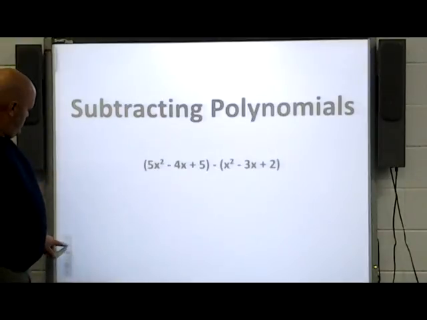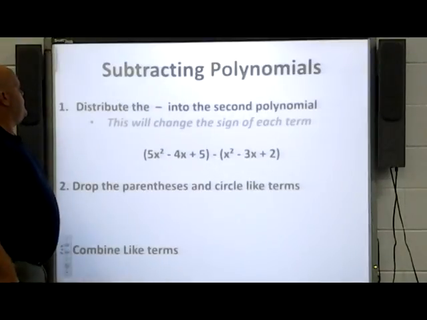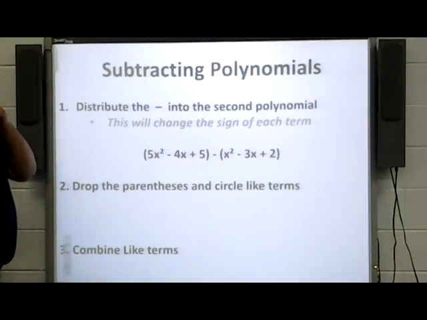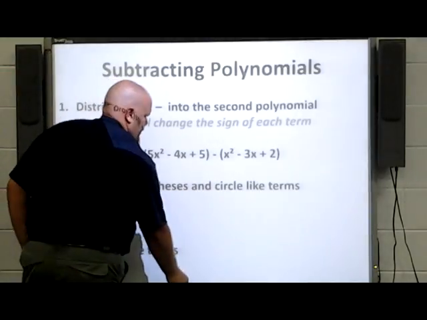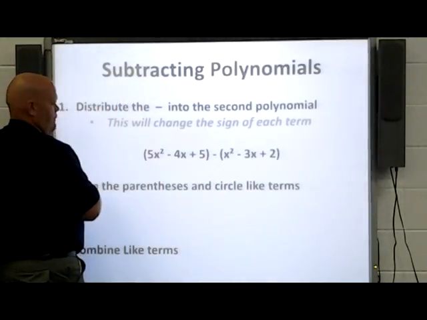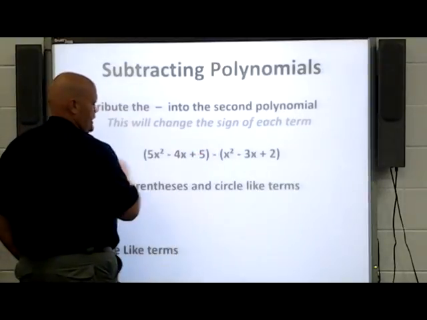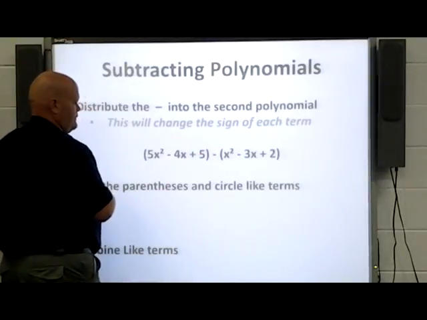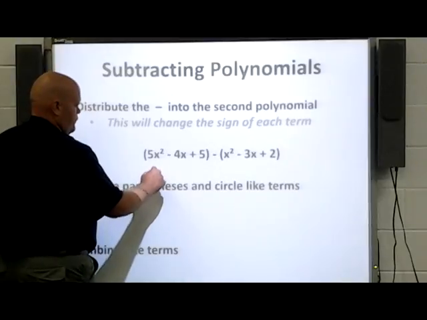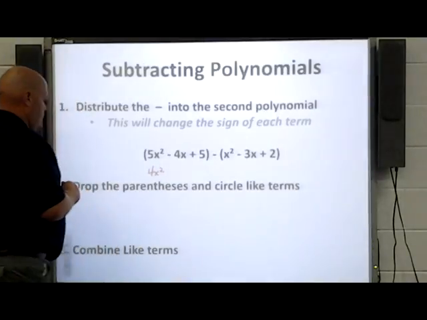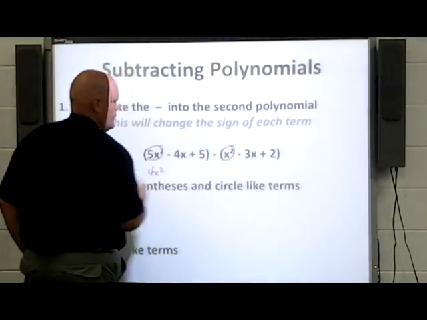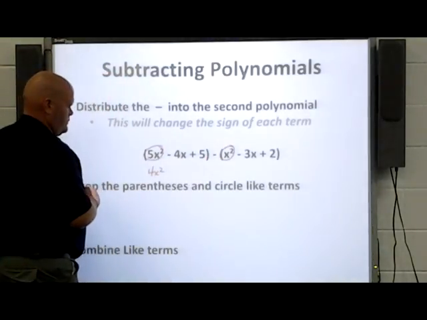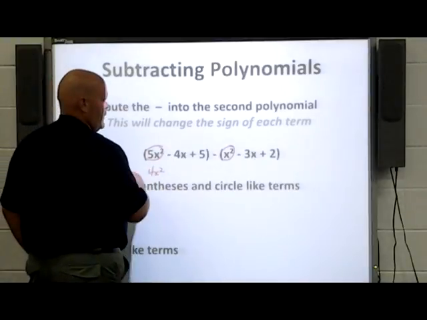Subtracting. Not unlike adding. Okay? Now you want to look to distribute into the second polynomial. This will change the sign of each term. So as we're distributing, as you look here, we've got 5x squared and the negative, as if it's a negative 1, would leave us with a 4x squared. Okay? Same thing, we can circle the like terms if we need to. So that gives me a 4x squared. I've got a negative 4x.